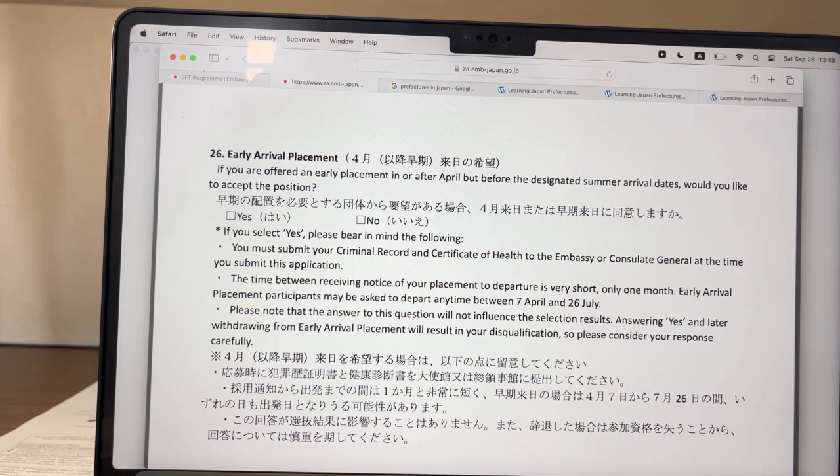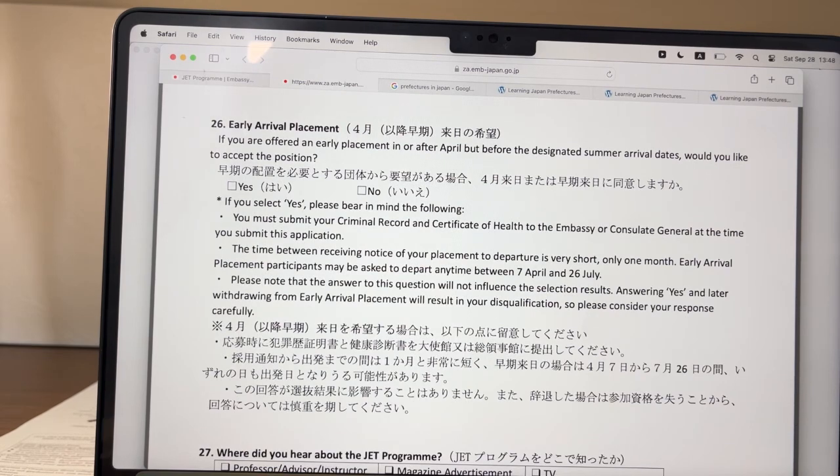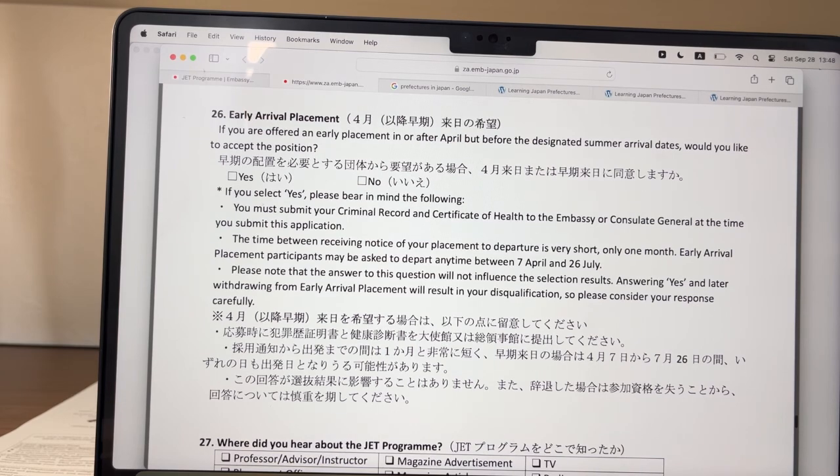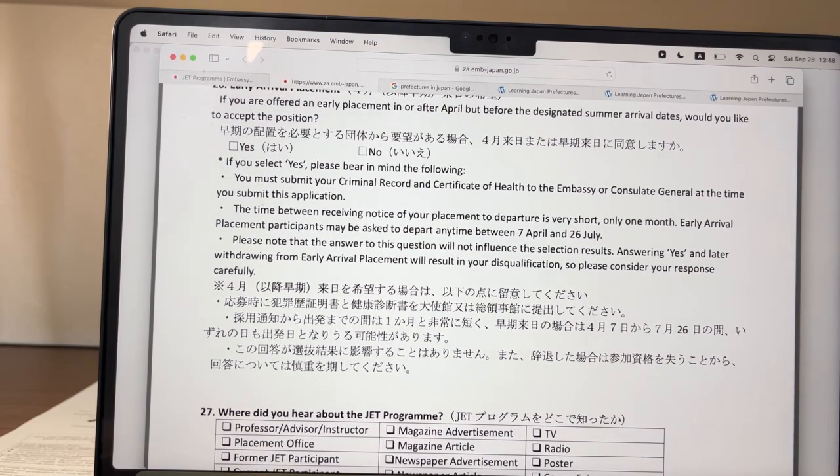It takes a very long time for you to get your criminal record check. So if you haven't yet applied for it, I would advise that you choose no, because if you send your documents incomplete, then unfortunately they won't consider you, because they will look at it as if you submitted an incomplete application. The time between receiving notice of your placement to departure is very short, only 1 month. Early arrival placements may be asked to depart anytime between 7 April to 26 July.